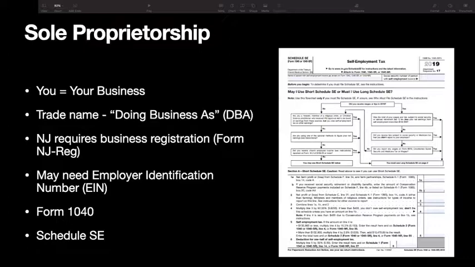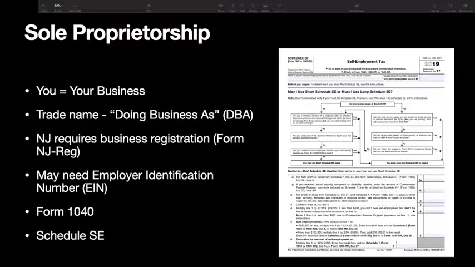So the first type, the simplest form, the Soleprop. For the Soleprop, you are your own business. So everything is shared between you and your business, which means the profit is shared with you and your business, which is calculated in one huge chunk. The liability, the expenses, everything. So it goes onto your 1040 form, which is the individual tax return form. So you have to attach the Schedule SE self-employment form on top of your 1040 form.